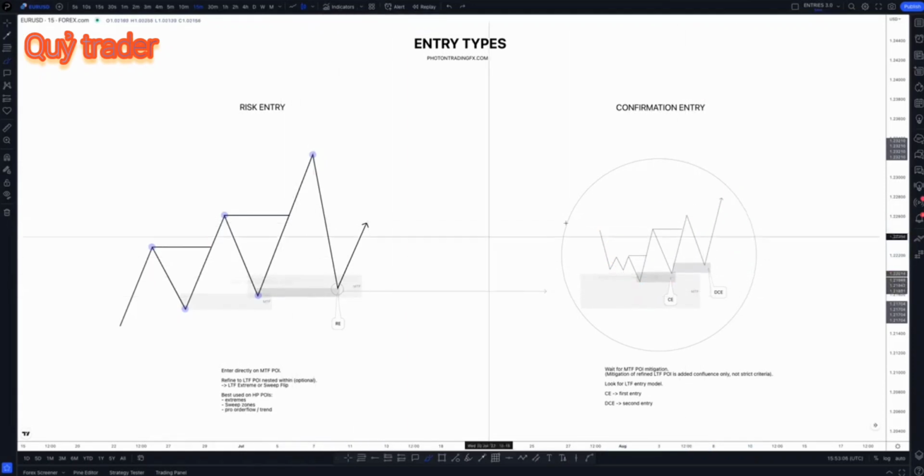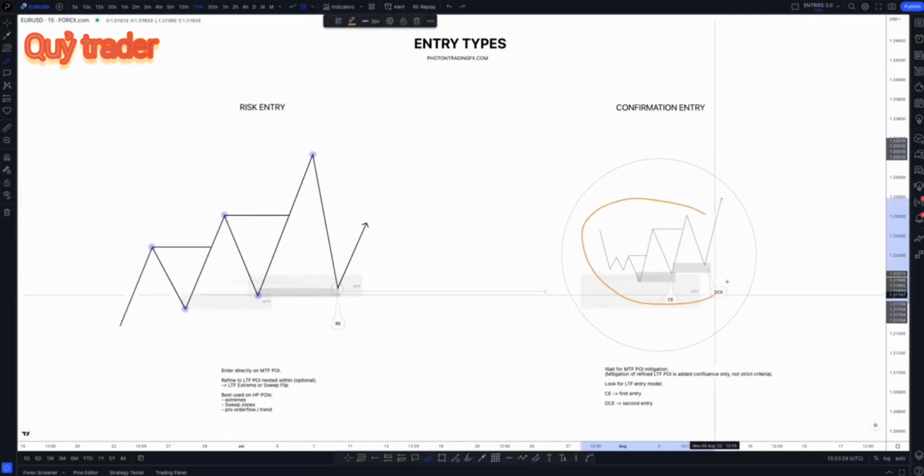So let's talk about confirmation entries first, because that's basically what the focus has been this whole time through the course. We do our hard work on the high time frame and our medium time frame. We get our structure, our POIs, we wait for price to pull in, and we set our alerts at that POI. Once our alerts go off, as we've spoken about at length, we then look on our lower time frame for our entry models.